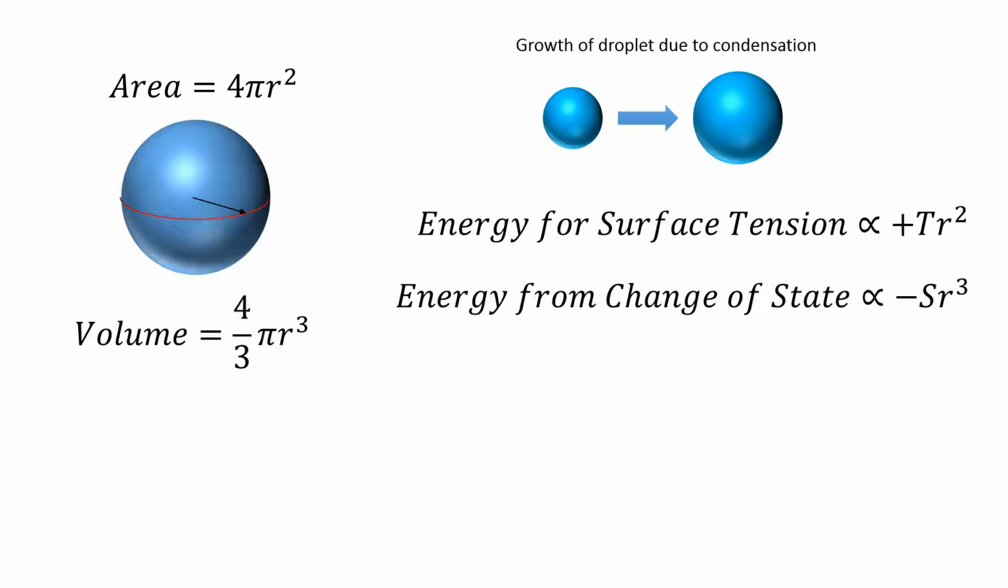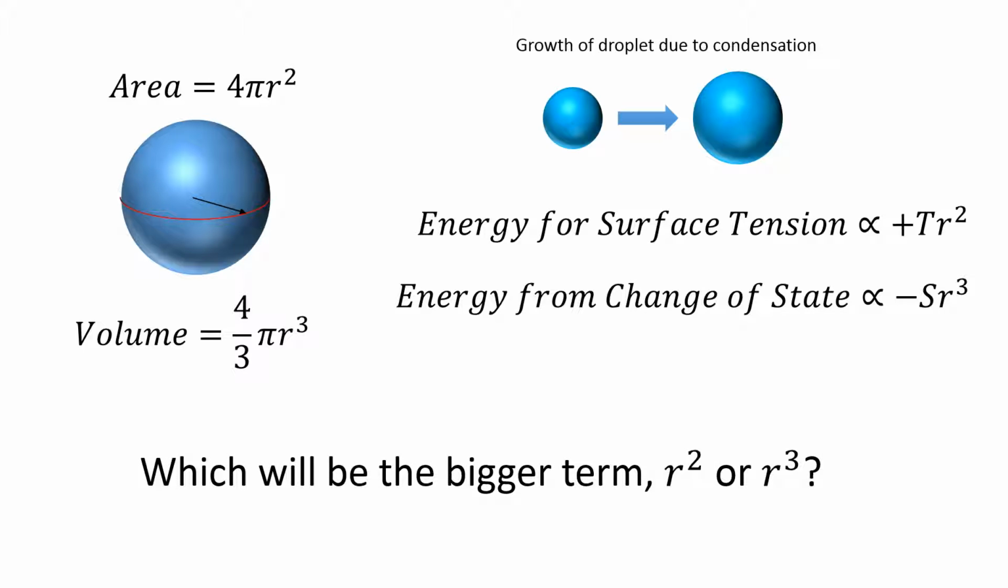The constant here will be something to do with the enthalpy of condensation, which is some number: for every mole of water that you condense, you get a certain amount of energy back. This will be the energy per surface area. That could be some value. We don't know what that value is, and it doesn't matter for this. But the key thing is that these have different exponents. As the droplet gets bigger, one goes with the radius squared, and the other with the radius cubed.